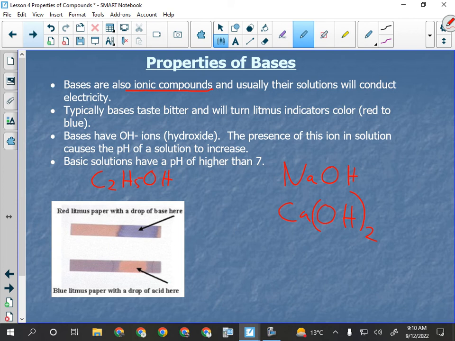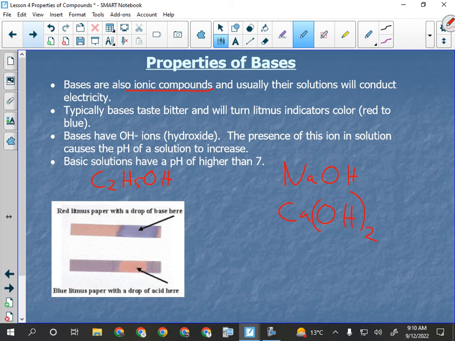Is it ionic? It's not. Right? It starts with carbon. Carbon's a non-metal. That's not an ionic compound. This is alcohol. Okay? This is ethyl alcohol, the stuff that's in booze. Not the stuff that's in hand sanitizer. Well, sometimes it is, but don't drink hand sanitizer. Okay, don't. But yeah, this is alcohol.